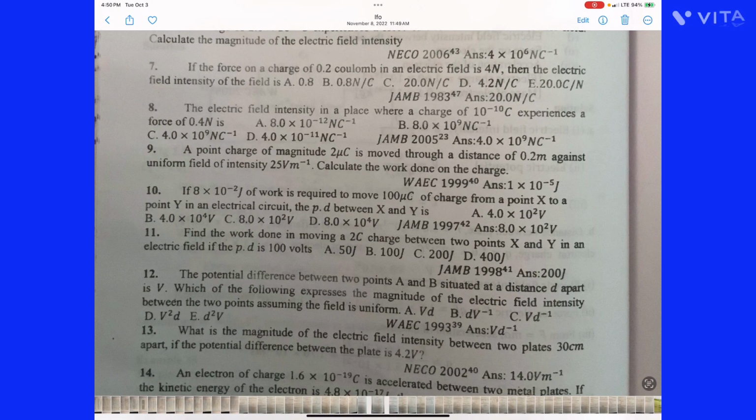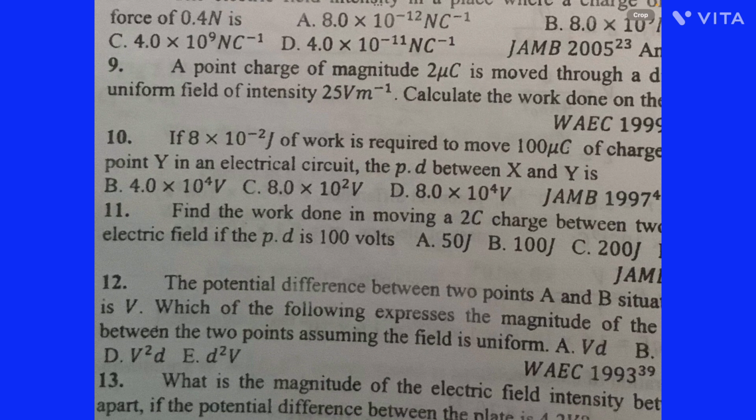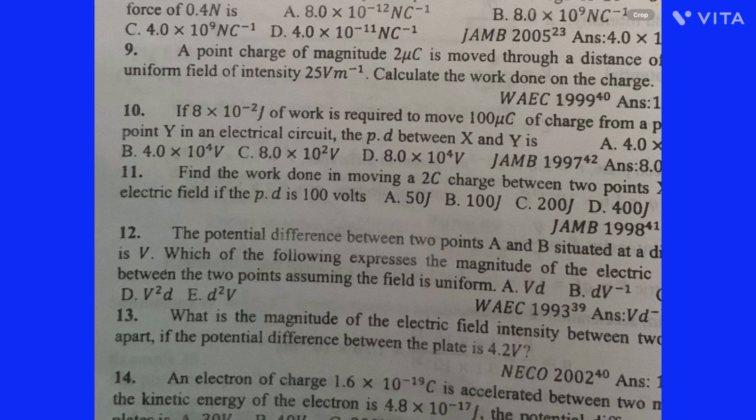Take note. Number 10 says, if 8 times 10 raised to the power minus 2 joules of work is required to move 100 microcoulomb of charge from a point X to point Y in an electric field.